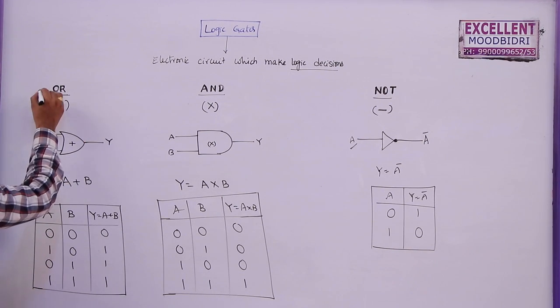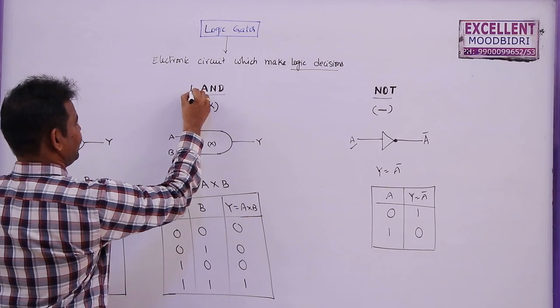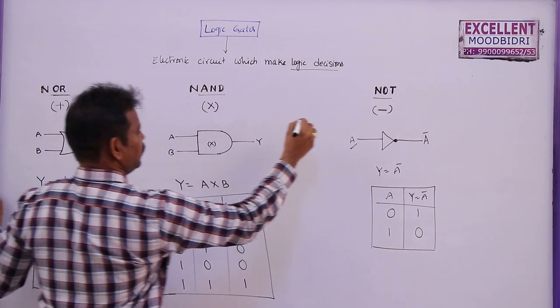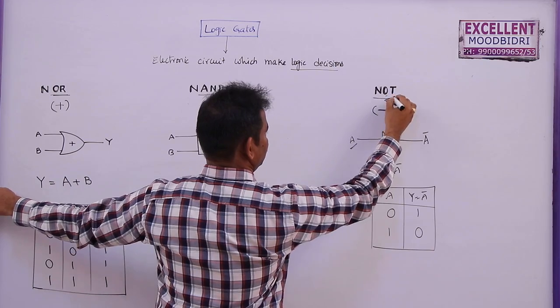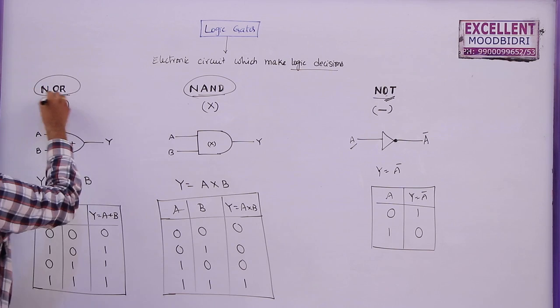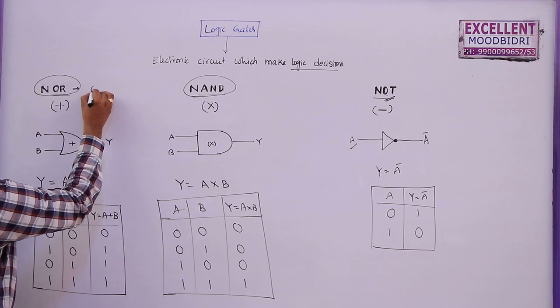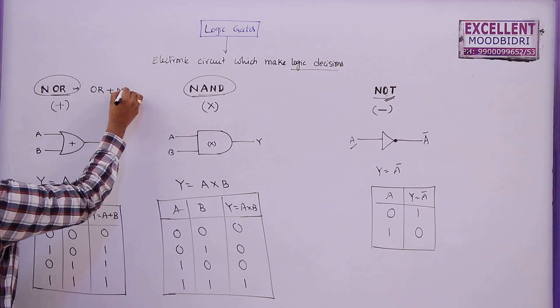More gates, which are known as NOR gate, NAND gate, and this is the NOT gate. So you will leave it like this. Now I am going to discuss two more gates here, NOR gate and NAND gate. NOR gate is nothing but one OR gate combined with a NOT gate.